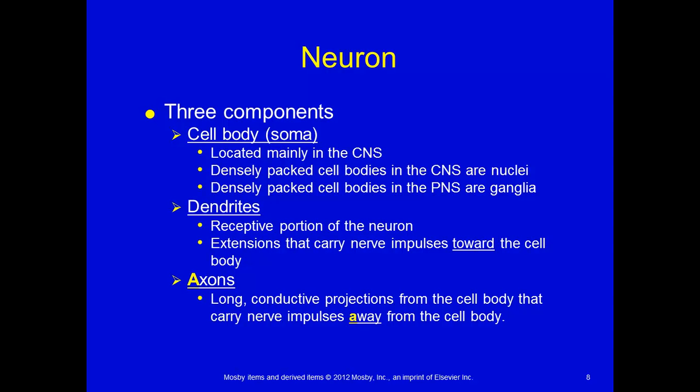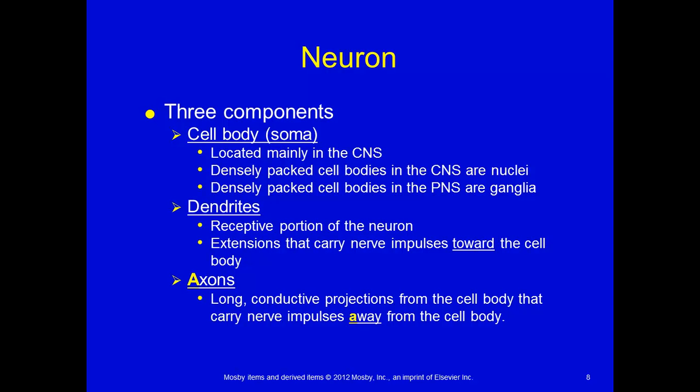So the cell body is located mainly in the central nervous system. So basically, when we're talking about neurons, the cell body of a neuron you'll find in the central nervous system, which means where would you find a neuron? The actual cell body of a neuron? In the brain or the, good.